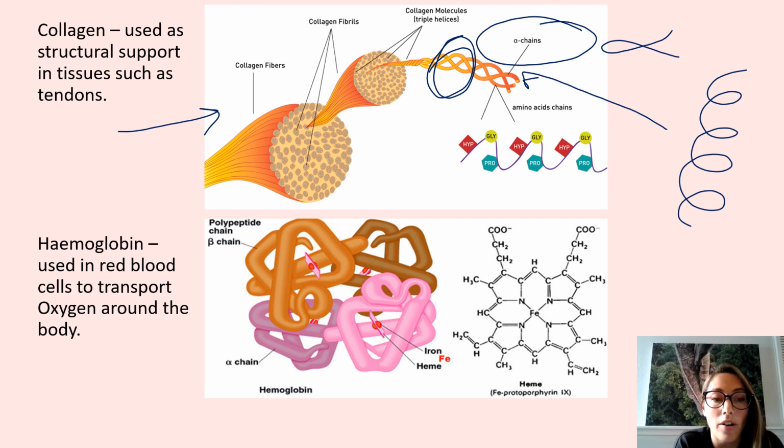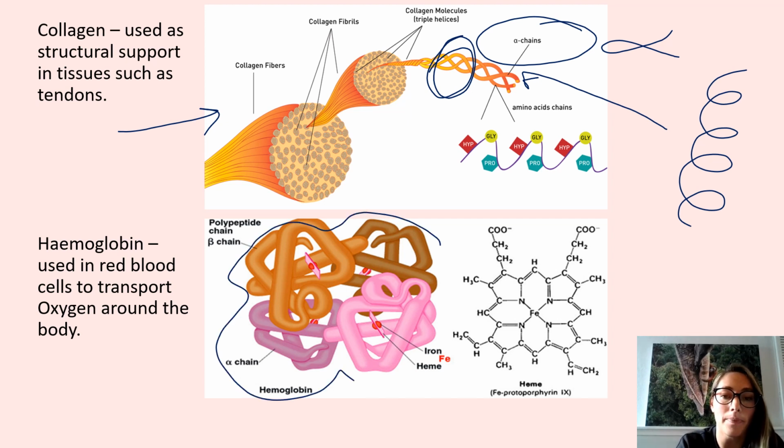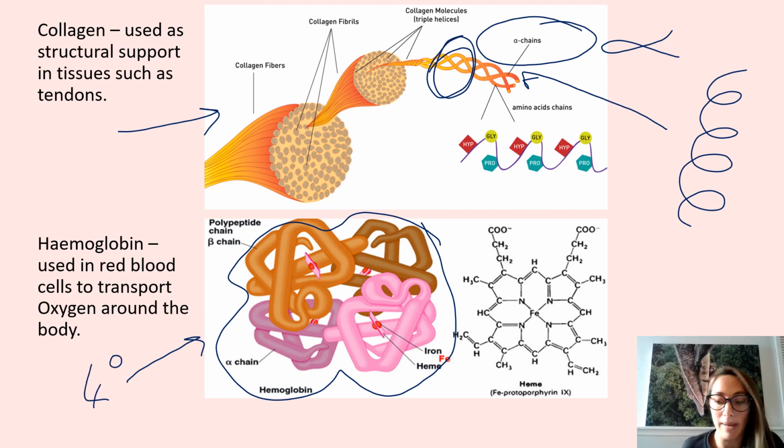Hemoglobin is an example of a globular protein. So hemoglobin, you can see, has a specific 3-dimensional shape. And in this case here, you might have a think about what level of protein structure. So hemoglobin is actually a quaternary level protein structure because it's made up of 4 polypeptide chains.